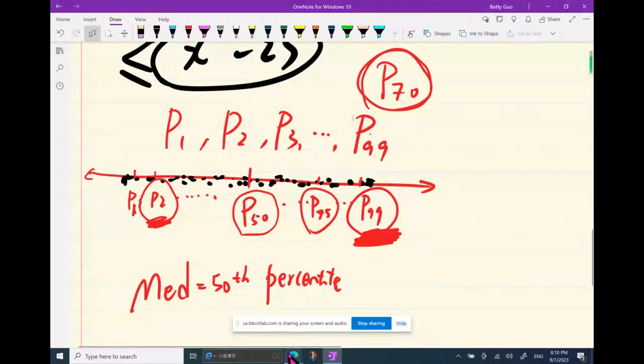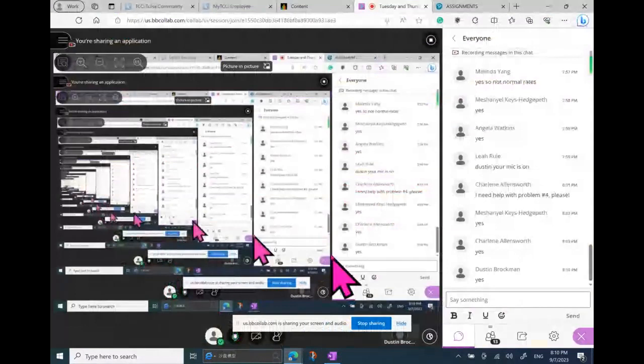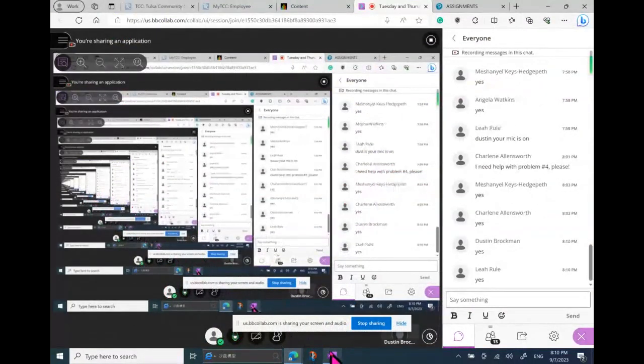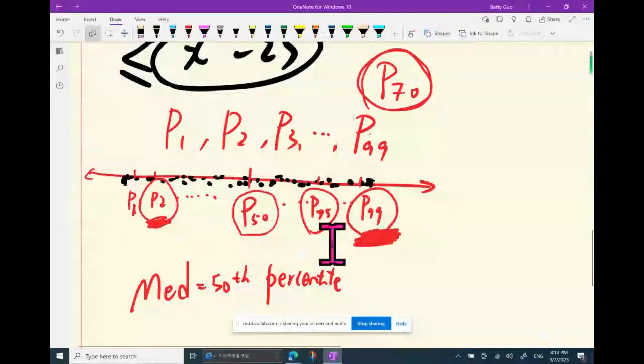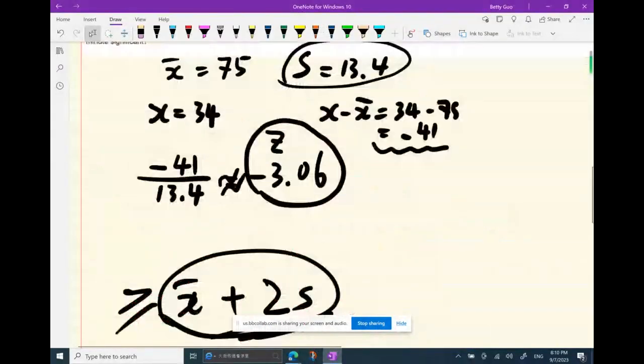Percentile. That's one way to understand, thank you, Dustin. Yeah, thank you, Leah. One way to measure relative standing.